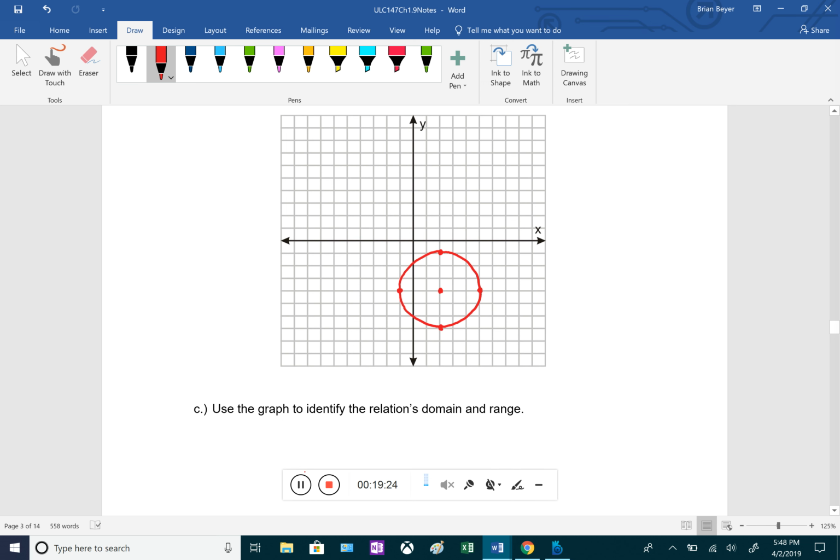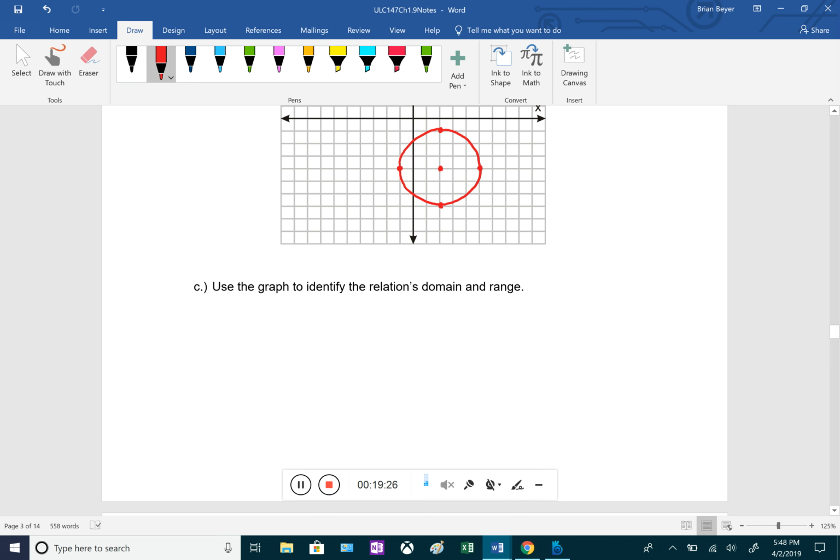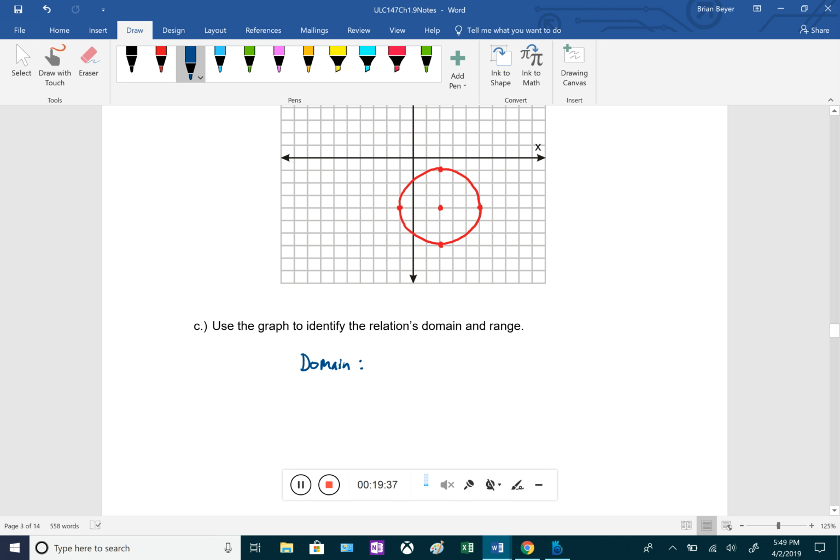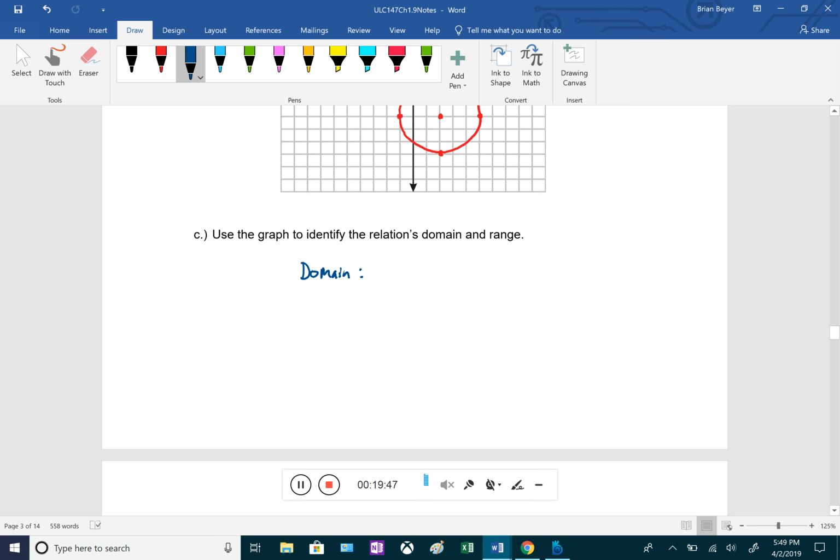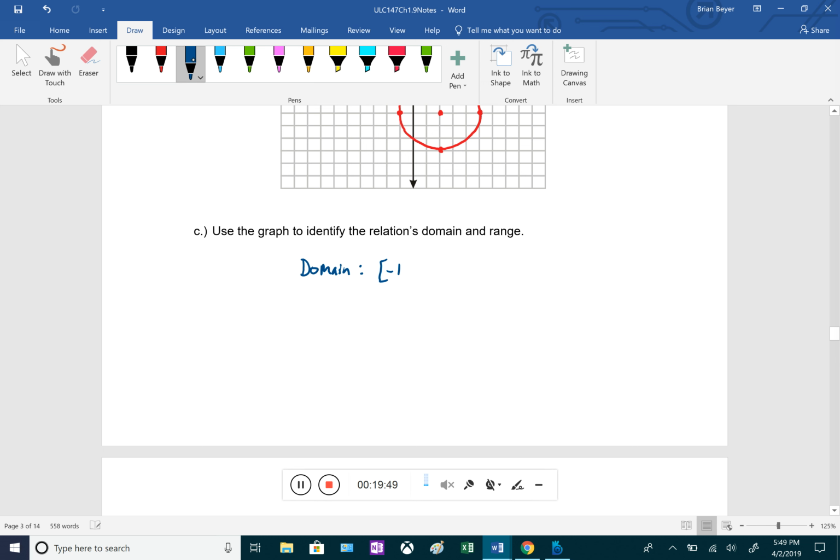So one more question here for this one. Let's identify the domain and range. So the domain is going to be the set of all x values here. So scanning it left to right, the domain is going to be from here to here. So that's going to be from -1 to 5. And it's going to be brackets because it's cutting through those points, so we include them.